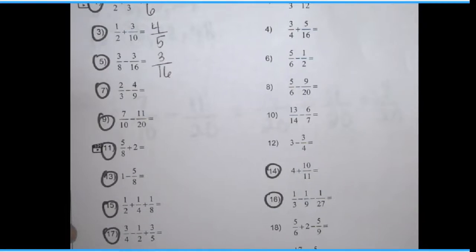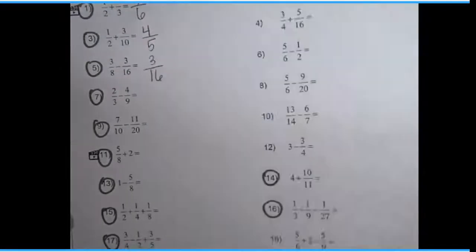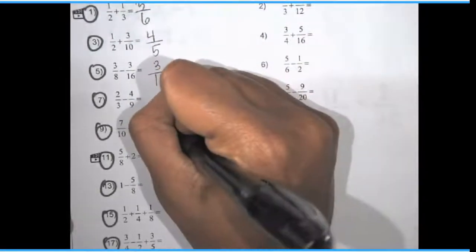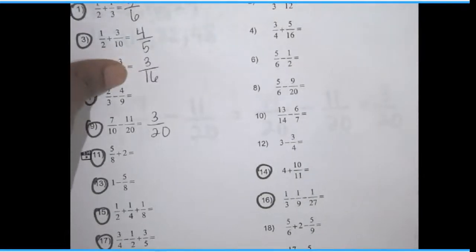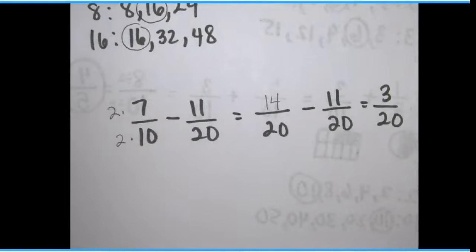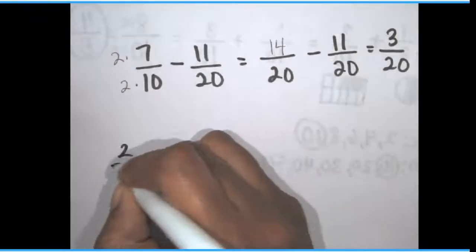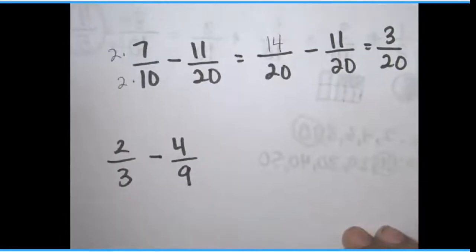Okay, so remember the answer for this one, which one was this one? Number 9, I think, and I said number 7. Yeah, number 9. For number 9, it's 3 out of 20. Okay, so I got to go back and do number 7. So for number 7, we have 2/3, and we're taking away 4/9.